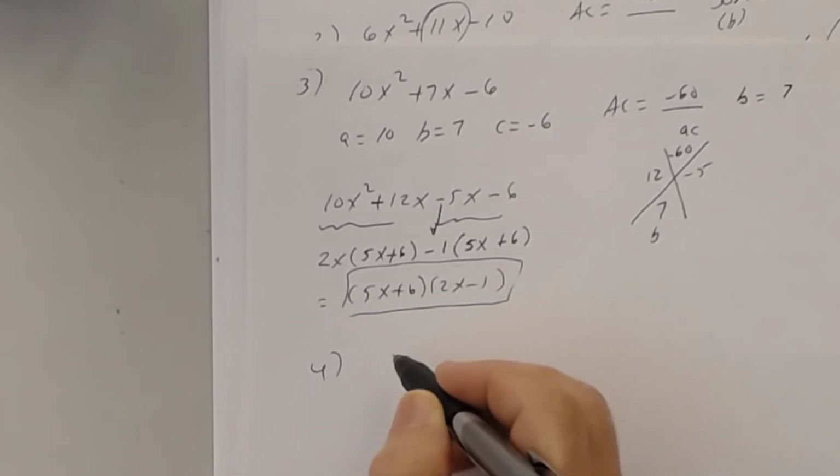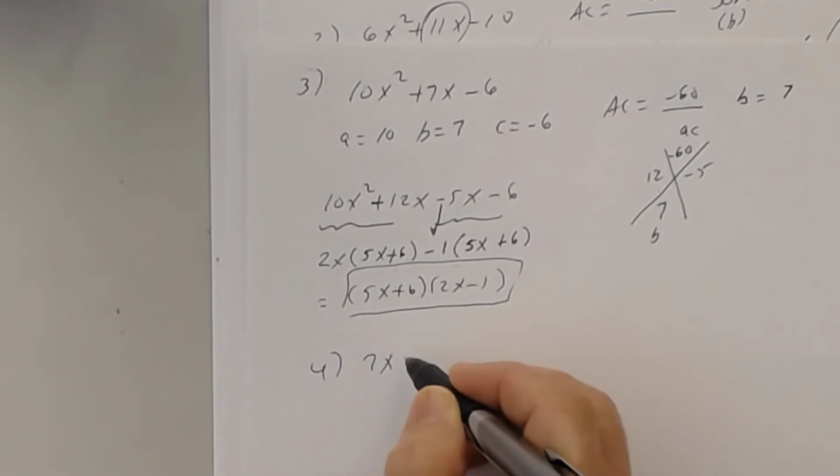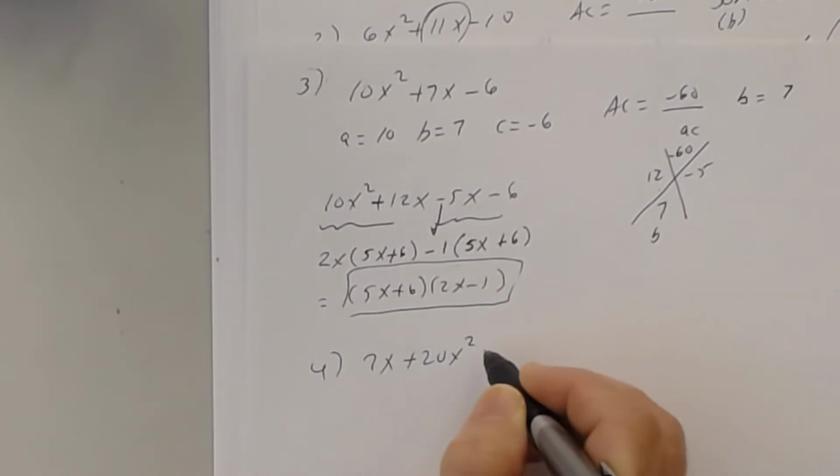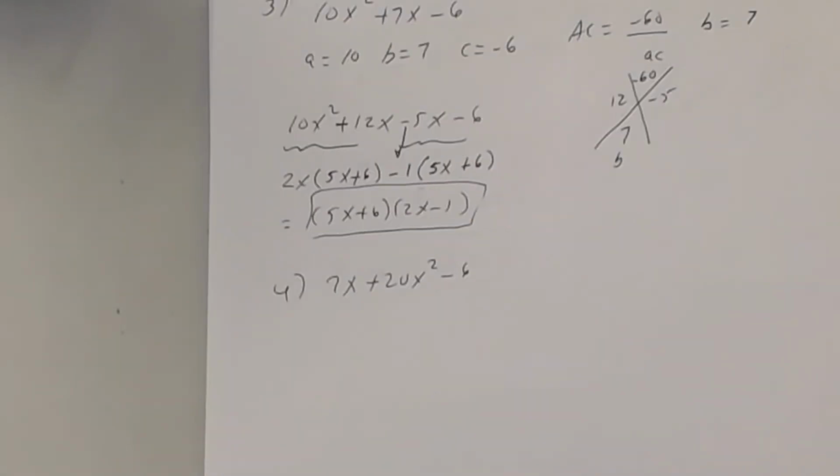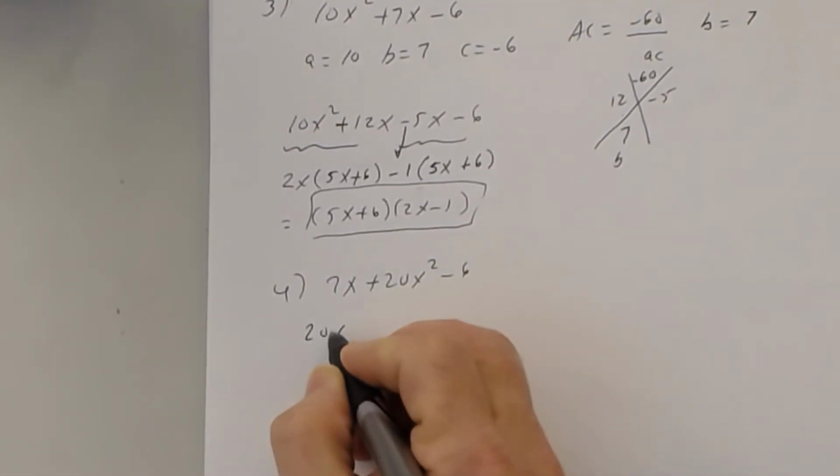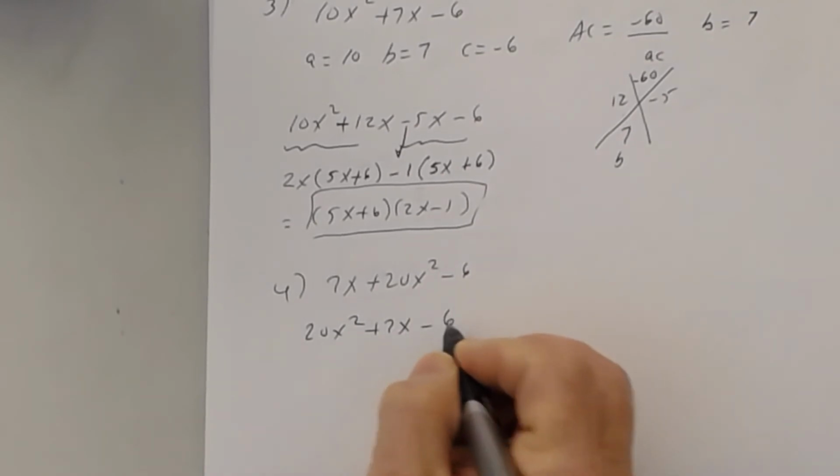Number 4. What if you had 7x plus 20x squared minus 6? It's possible you could see this on MyMathLab. We have to rewrite it, right? It has to be in standard form. So how are you going to rewrite this? 20x squared plus 7x minus 6.